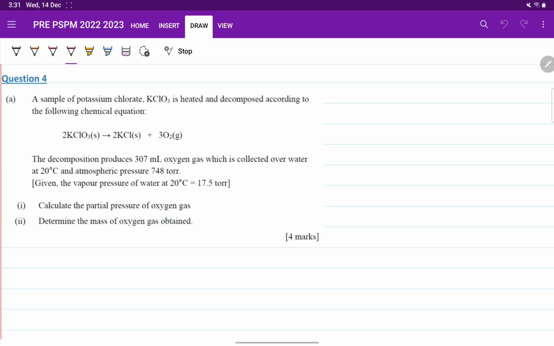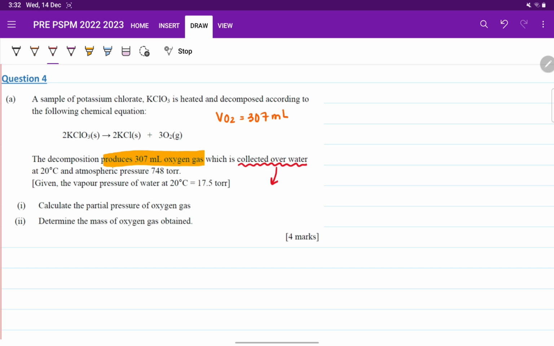So, kita tengok maklumat apa yang kita ada dekat sini. Okay, first we are given over here, the decomposition produces 307 ml oxygen gas. So, dekat sini kita boleh tulis maklumat kita sebagai volume of oxygen gas sebanyak 307 ml, which is collected over water. So, this is a piece of information yang sangat-sangat penting. Bila ada perkataan collected over water dekat sini, straight away you need to know that yang ini adalah berkaitan dengan awak punya Dalton's law.